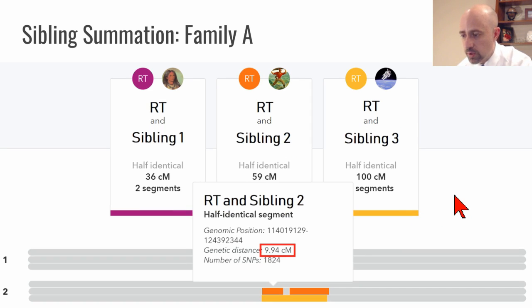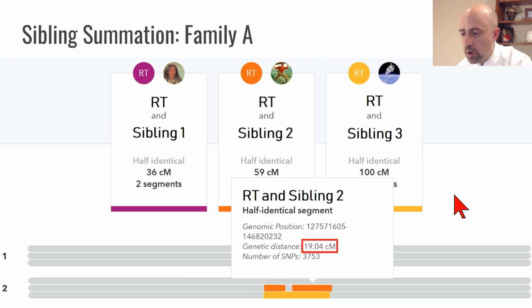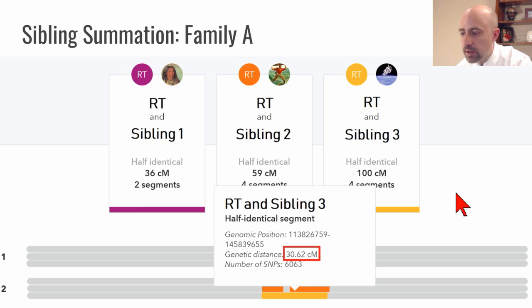Then moving down to chromosome 2, we can see that RT shares 9.94 centimorgans with sibling 2 on this smaller segment, and 19.04 centimorgans with sibling 2 on another small segment. But we can see that RT shares 30.62 centimorgans with sibling 3 on a bigger segment, and this larger segment is the best segment to use in this case.